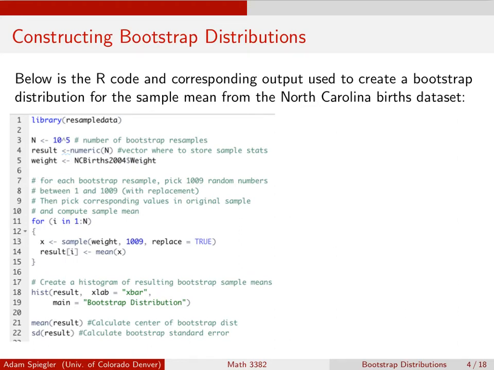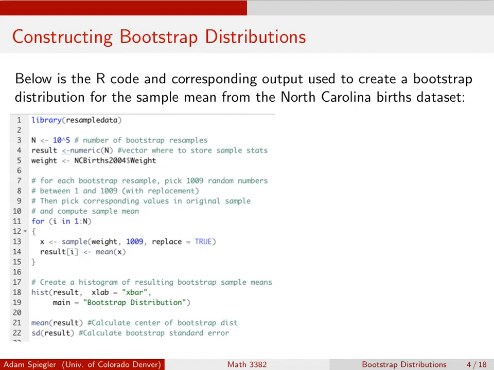Okay, so let's look at some R code to see how we could actually construct a Bootstrap distribution, again using the birth data from North Carolina. This R code is in a file called North Carolina births.r, which you can find posted in Canvas. You can open up that file and follow along, but I'll explain what's going on in this code.